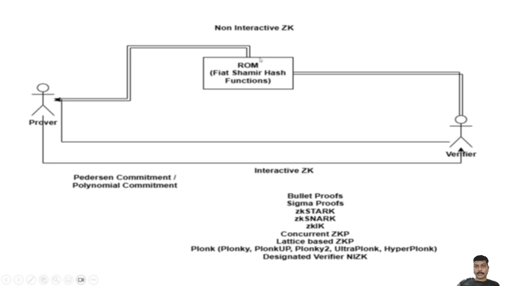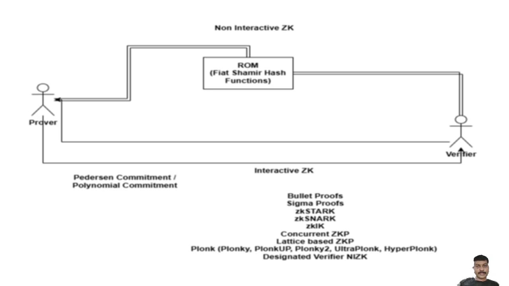But in non-interactive, which is being used in many practical blockchain applications, there is an intermediate, which is the random oracle model. It will be interacting with the prover, and based on the hash function or the random generators, it will issue the queries, and based on that the proof gets generated.